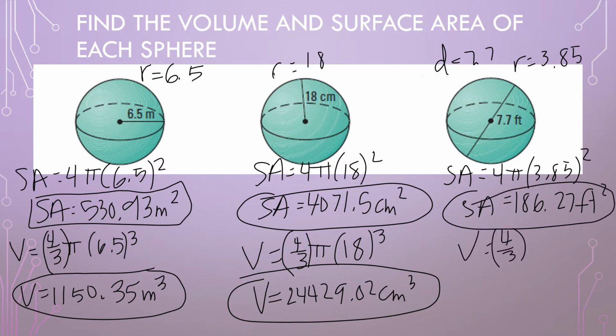For volume, plug it into your equation. Make sure to put the 4/3 in parentheses if you're not using the fraction button, and then you'd have radius cubed. Plug it all in your calculator, you get 239.04 feet cubed.